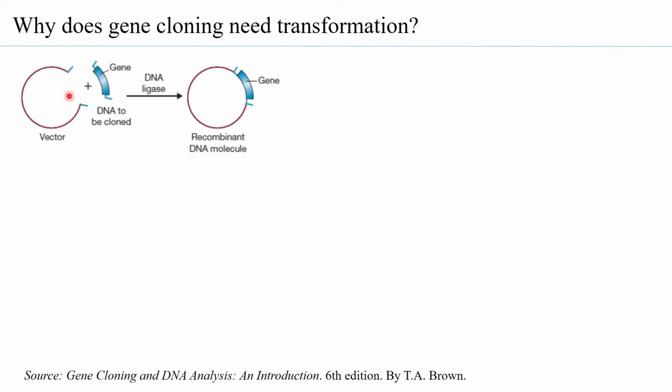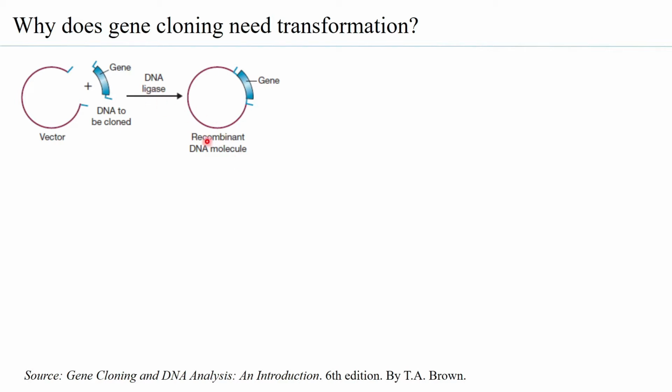It is important because if there are sticky ends, because of complementarity, the gene of interest can anneal to the plasmid DNA or to the vector DNA easily. Once the annealing is done, the DNA ligase ligates it and you finally have the recombinant DNA molecule formed.